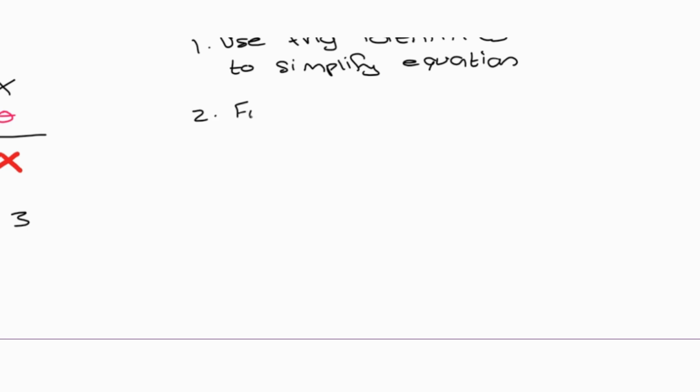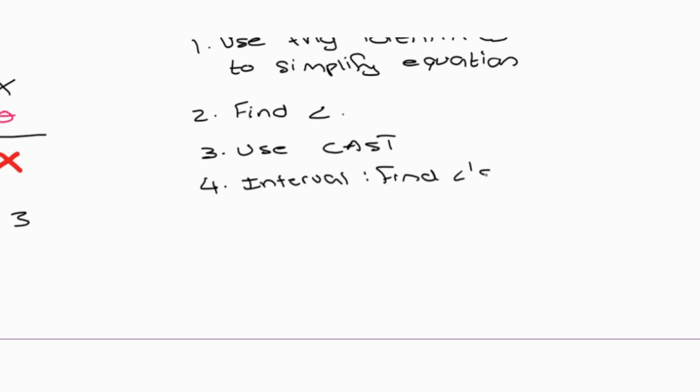Then you need to find the reference angle. Again, I just showed you how to find the reference angle. Then you use your CAST diagram to find which quadrants the angle is in. Like we saw earlier, if its sine is positive, then we know it's the first and the second quadrant. Then in some questions, they will give you an interval, and you need to find angles within that interval. I'll also show you how to do that.